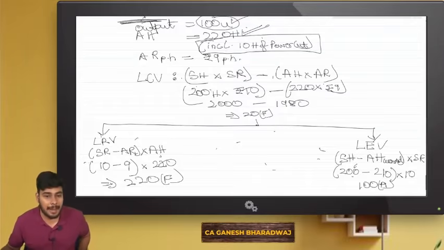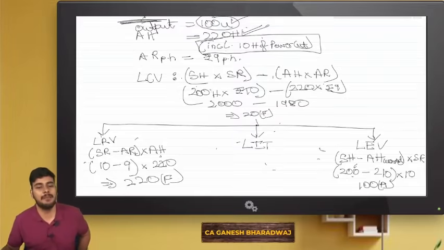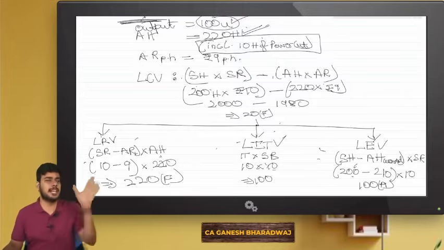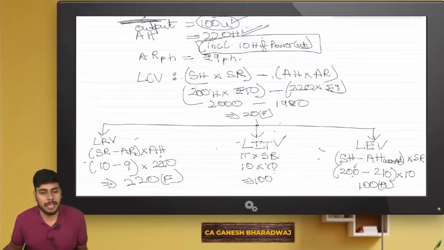Then what happens to the balance? I will introduce something called labor idle time variance, and that is nothing but idle time into standard rate. How much is the idle time? 10 hours. Standard rate is how much? 10. How much is this? 100. Favorable or adverse? Always idle time variance will be adverse. You need not have this doubt. Now you net off the three, you get the answer.